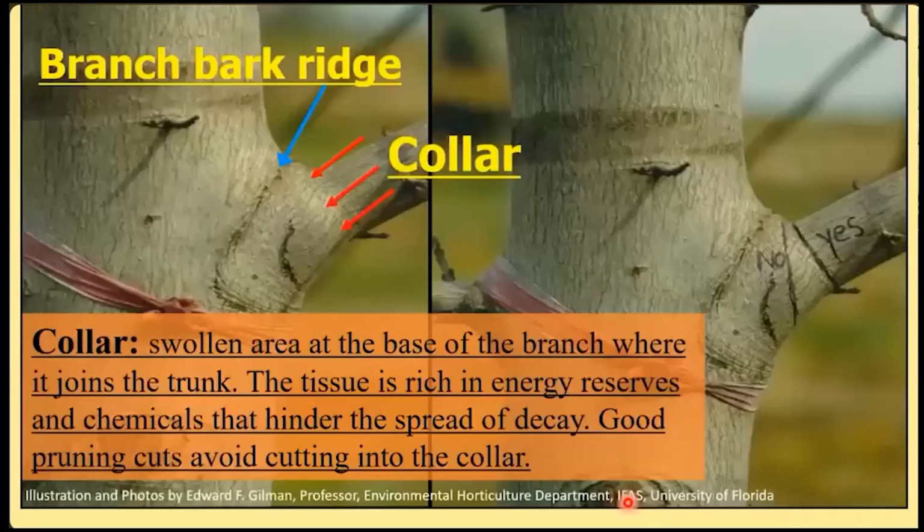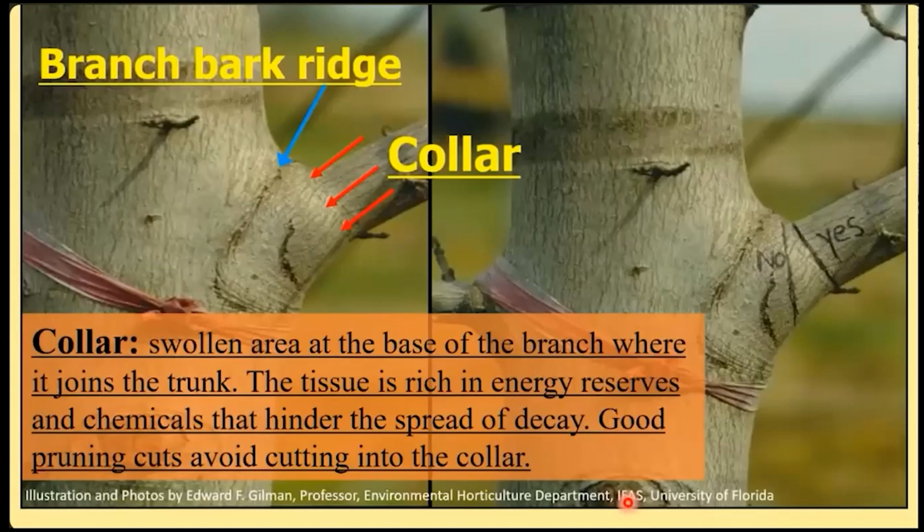And that is, we need to make the cut by preserving the branch collar. So let's begin with this left half of the photo, which shows the branch bark ridge. That's the result of the trunk bark pushing against the branch bark as they grow together. That is quite easy to find in trees.